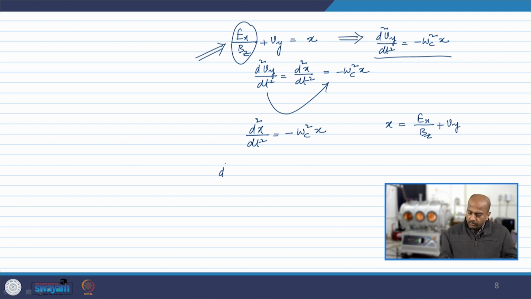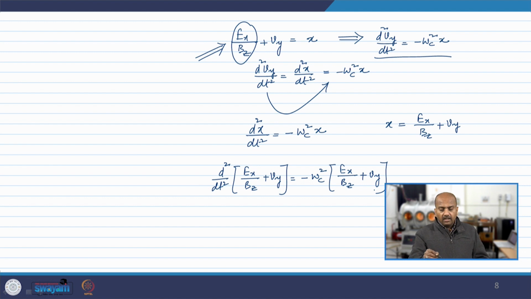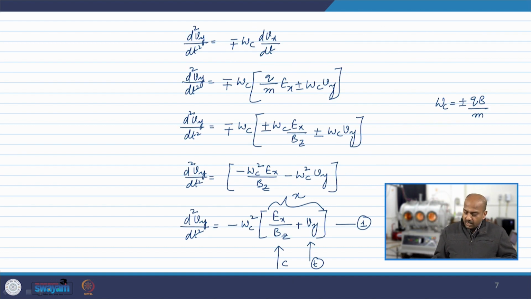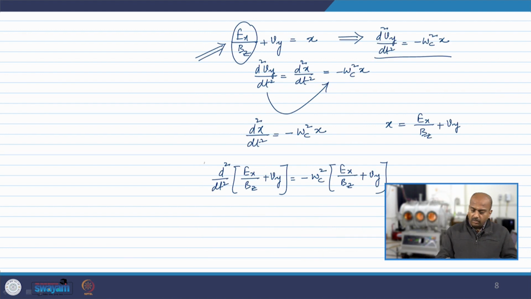So, in turn we can write it as d square by dt square of Ex by Bz plus Vy is minus omega c square times Ex by Bz plus Vy. So, if you are finding it uncomfortable to follow the flow of these equations, you can simply think like this. This equation is there as it is. Since Ex by Bz is just a constant, I am just adding a constant onto the left hand side, because the double derivative will make sure that it will be 0 anyway, right. So, this is the equation that we have got.